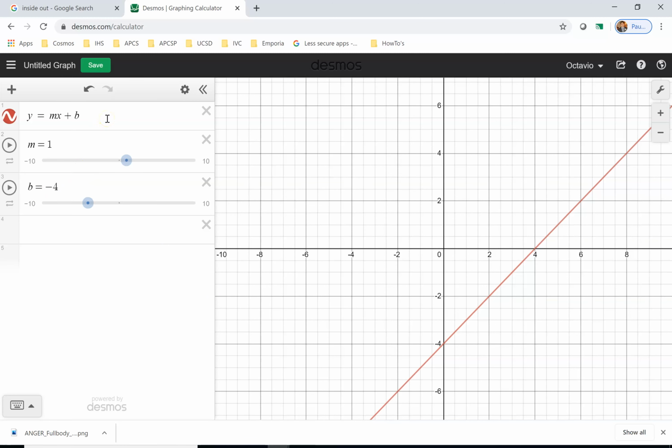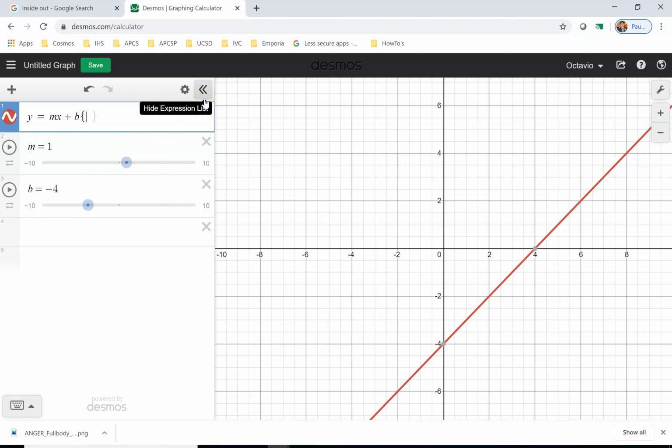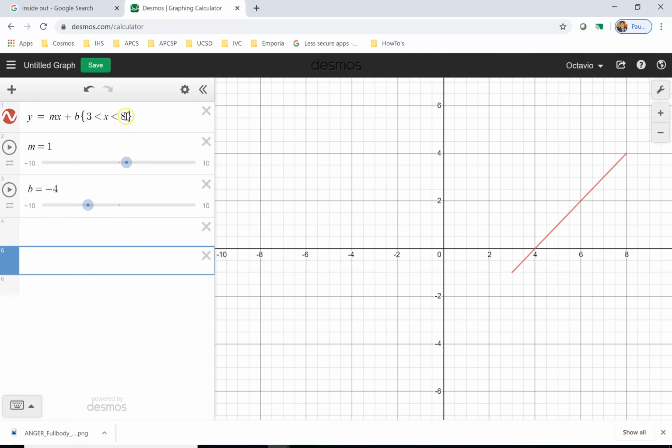Now there's another thing that I want to make sure I talk about, and that's the domain. Let me put here the domain. Recall that we put in a value here. I'm going to make this number up right now: 3 less than x less than 8, like that, you see? Now what this does, it stops my line at x equals 3. Here's x equals 3, so the line doesn't go past x equals 3 to the left. And then at 8, here's x equals 8, the line doesn't go past to the right.